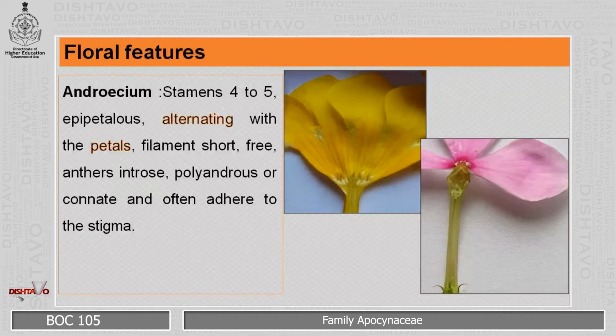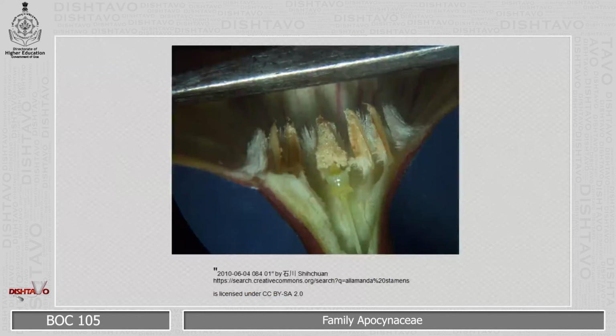They have a short filament, and the anthers are introrse. What's the meaning of introrse? Introrse means directed inward. They are polyandrous, they are many. Or you'll find they are connate and often adhere to the stigma. Sometimes you'll find they remain closer to the stigma. Look at this picture. This picture will tell you exactly: you can see the anthers, you can see the stigma, which is a dial-shaped structure, you can see the style, as well as the hair-like structures which are there. So you can see the epipetalous stamens attached to the petals with a short filament.